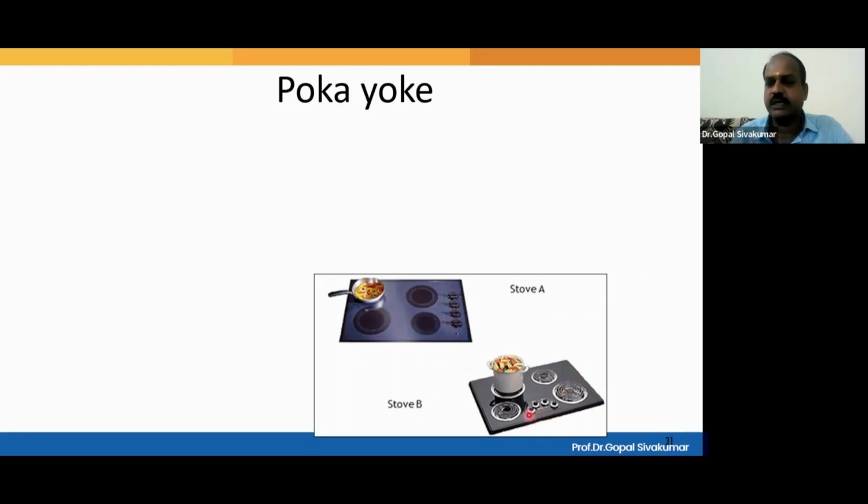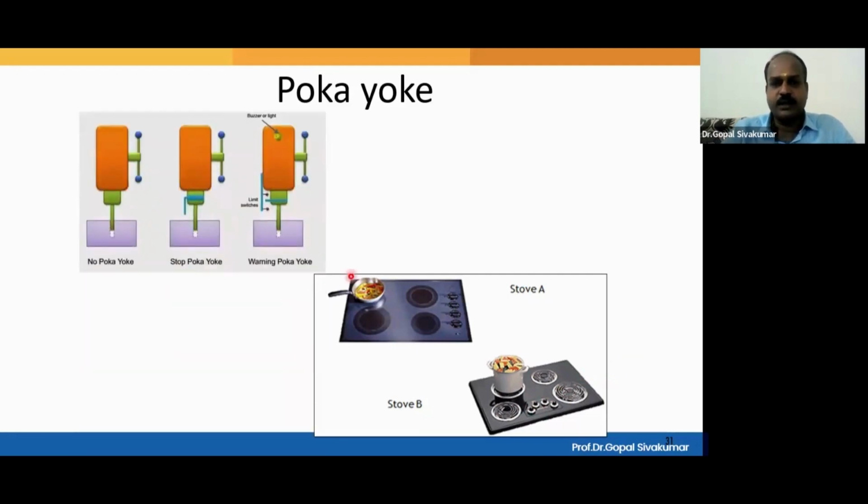However, when I slightly change the design of the knobs, when I keep the orientation of the knobs and the orientation of the burners in the same order, then one can easily locate. That means intuitively, people can correctly switch on the knob. And these kinds of designs, these kinds of mechanisms, these kinds of controls are called poka.